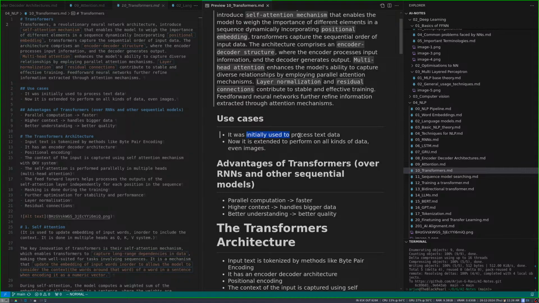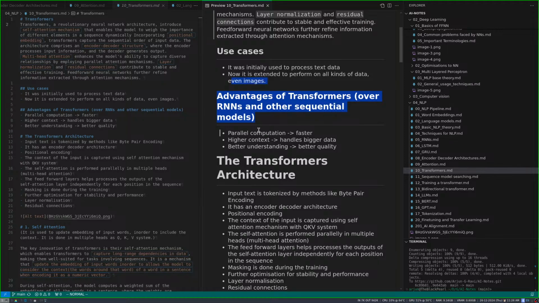Initially used for processing text data, now we can do all kinds of data. Advantages: parallel computing means faster, higher context can handle bigger data, better understanding means better quality. I don't know what this means. You can better understand the data, probably, which means the model quality is higher.